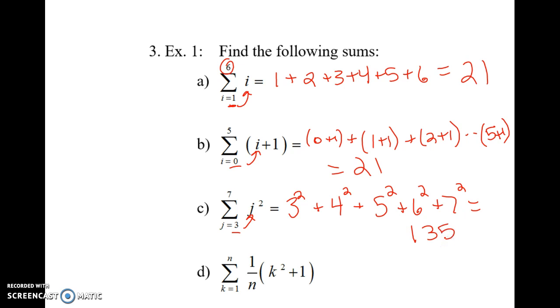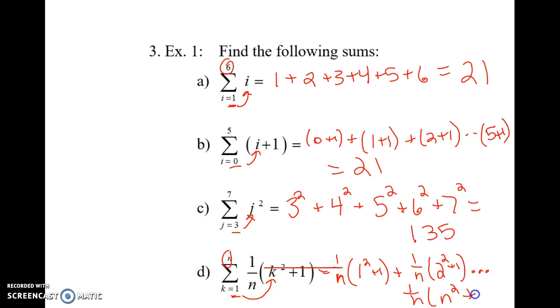This next one, the upper bound is just n. So let's just do what it asks us to do. Start with the number 1 and plug it in for k. So we have 1 over n times 1 squared plus 1. That's the first term. Now let's plug in the next digit. So 1 over n, plug in 2 squared plus 1. Then you can continue, and let's write the last term. The last term we use the upper bound, so it would be 1 over n times n squared plus 1. We're not going to actually find the total of this because we don't know what the upper bound number is. We're just going to show that sequence.